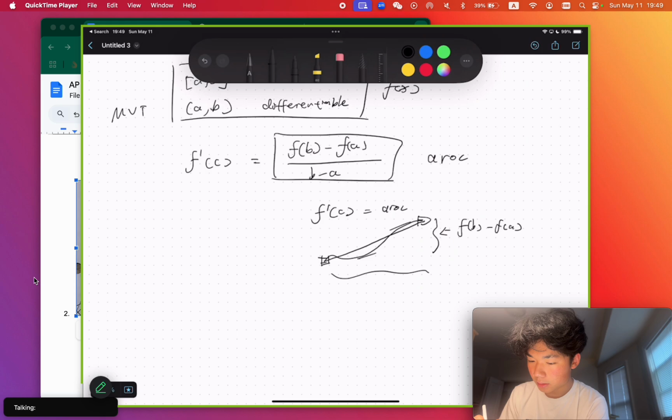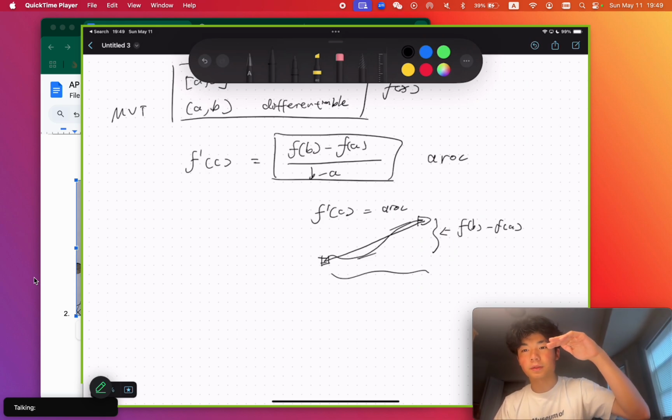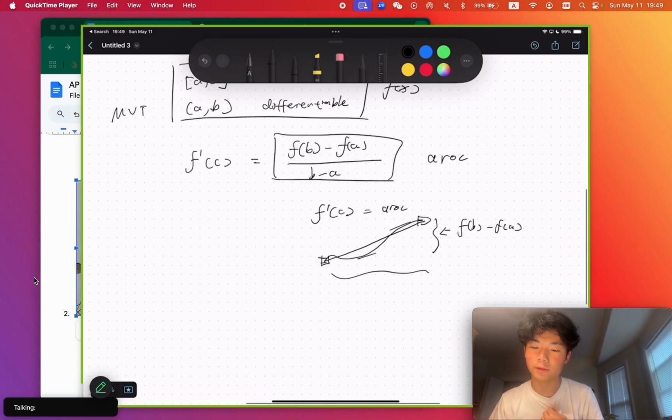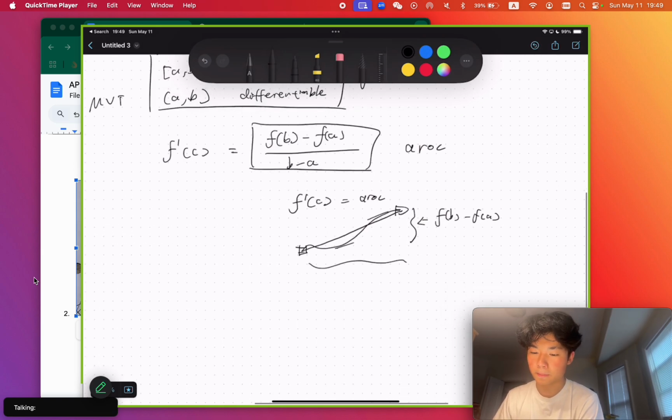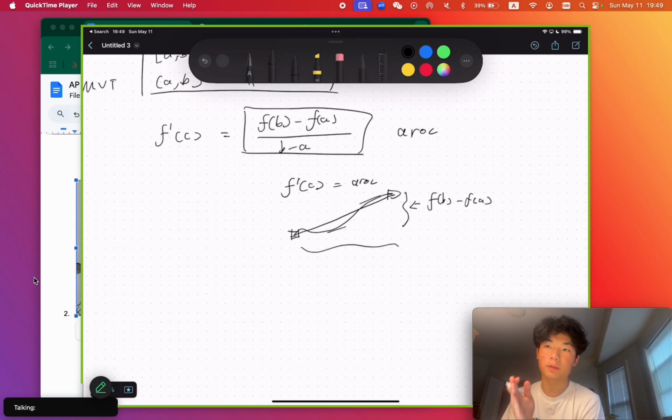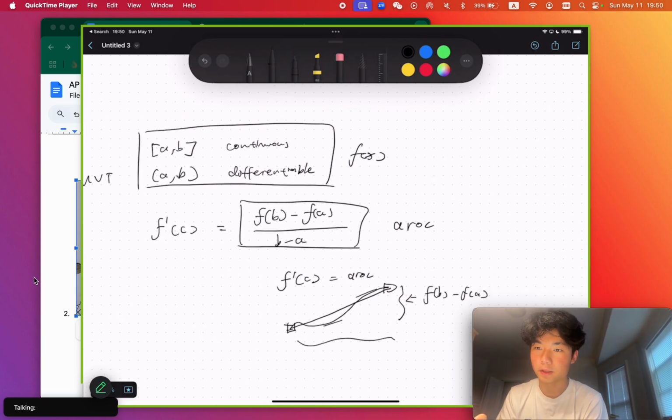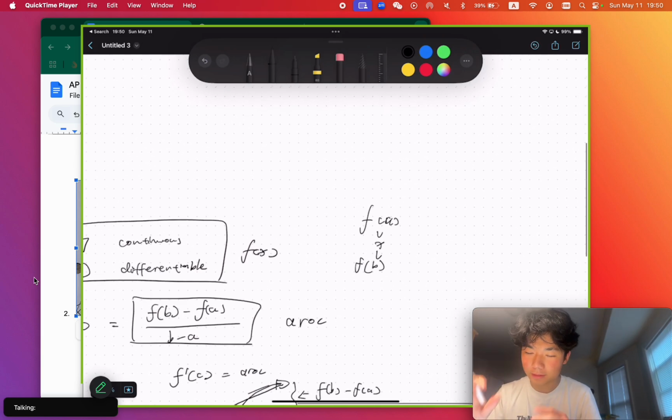Just think about it, because there has to be a point where it goes from decreasing to increasing, and at some point the derivative has to be that, if it is continuous and differentiable. This is really very important for your second question on your FRQ. It will ask you either MVT or IVT, or something like that. The IVT is basically that if it is continuous, there has to be a value that is between f(b) and f(a), smaller than one and bigger than the other.